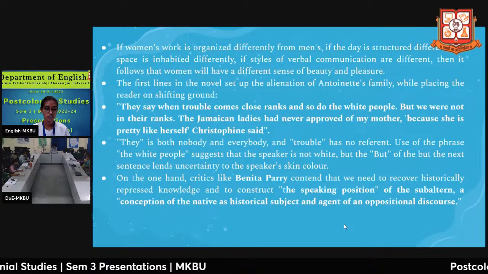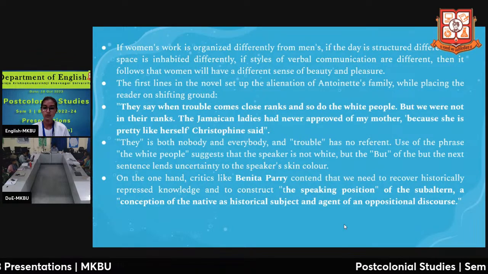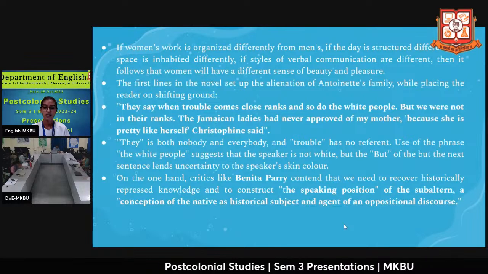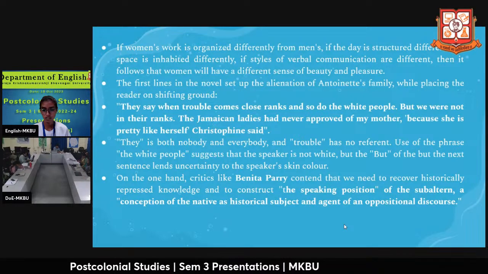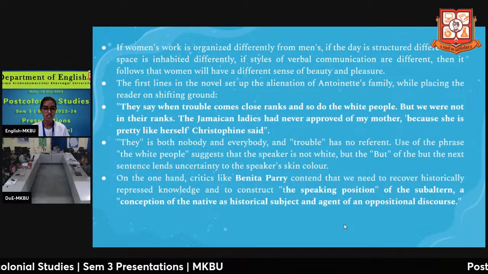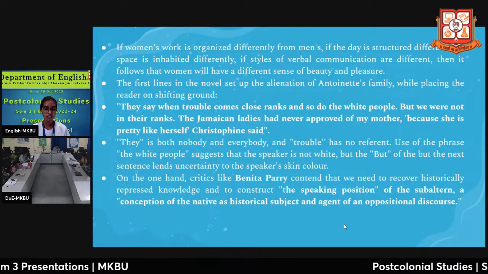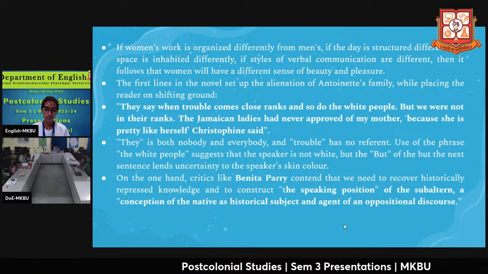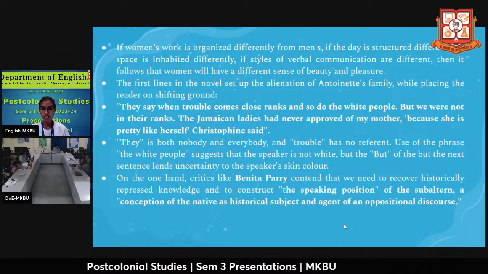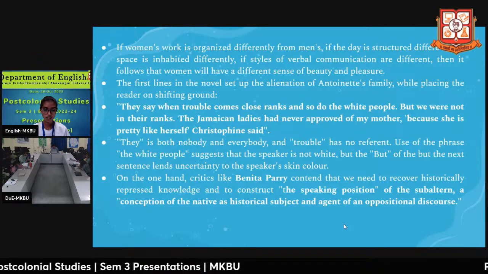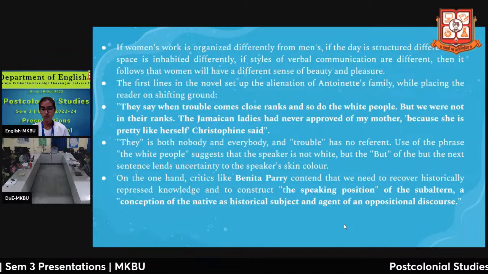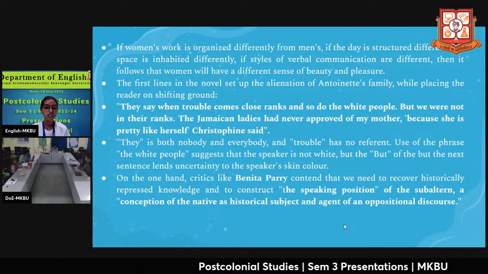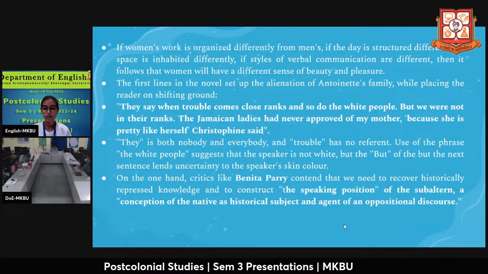They say when trouble comes, close ranks, and so do the white people. But we were not in the ranks. The Jamaican ladies had never approved of my mother because she is pretty like herself, Christophine said. In this dialogue, "they" is both nobody and everybody, and "trouble" has no referent. Use of the phrase "the white people" suggests that the speaker is not white, but the next sentence lends uncertainty to the speaker's skin color.